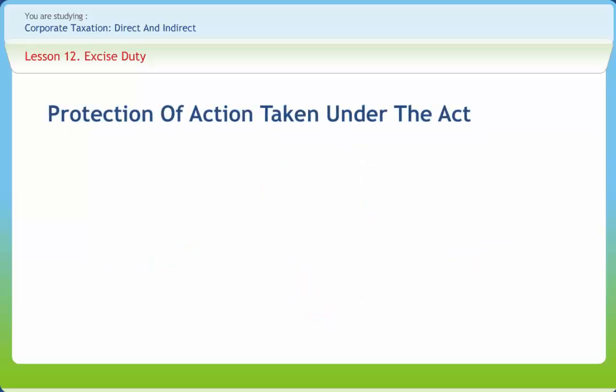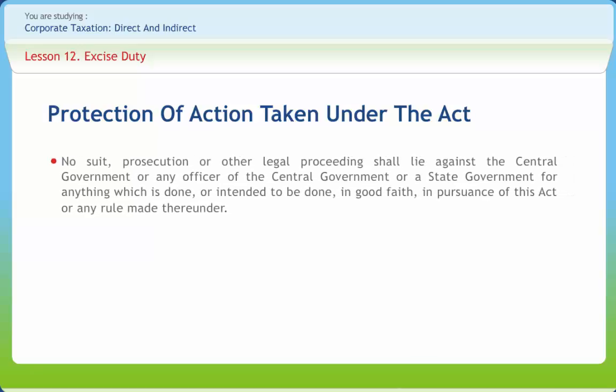Now let's discuss protection of action taken under the Act. Section 40 of the Act prescribes the protection of action taken under the Act. No suit, prosecution, or other legal proceeding shall lie against the central government or any officer of the central government or a state government for anything which is done or intended to be done in good faith in pursuance of this Act or any rule made thereunder.